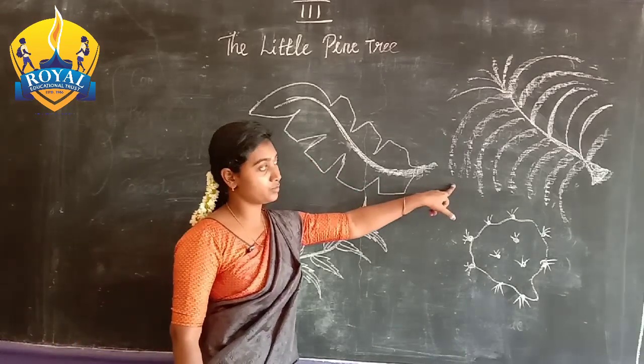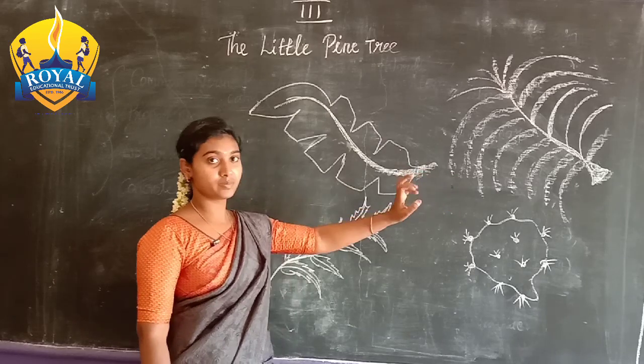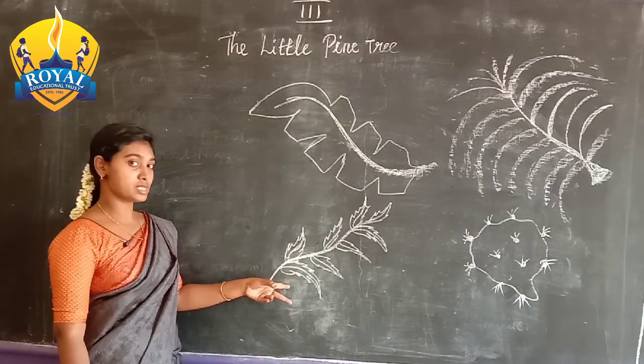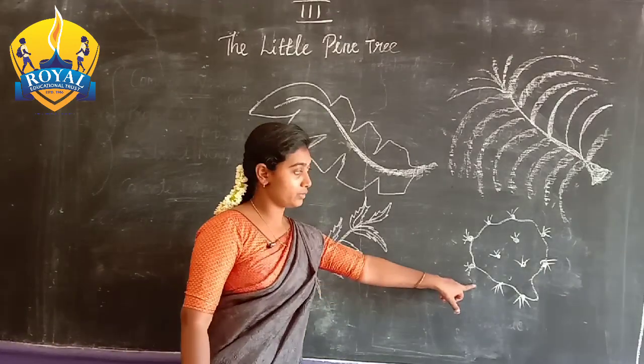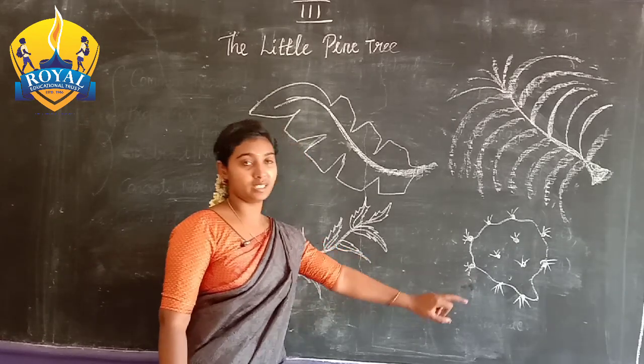What is the leaf of this? Yes, this is a coconut leaf. What is the leaf of this? This is a neem leaf. Are you able to identify what leaf this is? Yeah, this is a cactus.